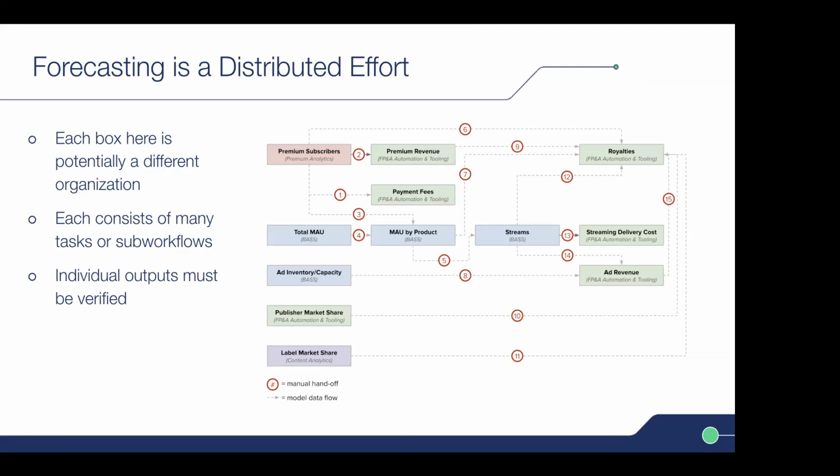So subscribers may finish their forecast. They need to do some validation on the outputs. Does this really match expectations? Once that's ready, premium revenue can pick it up, and they have a similar process.